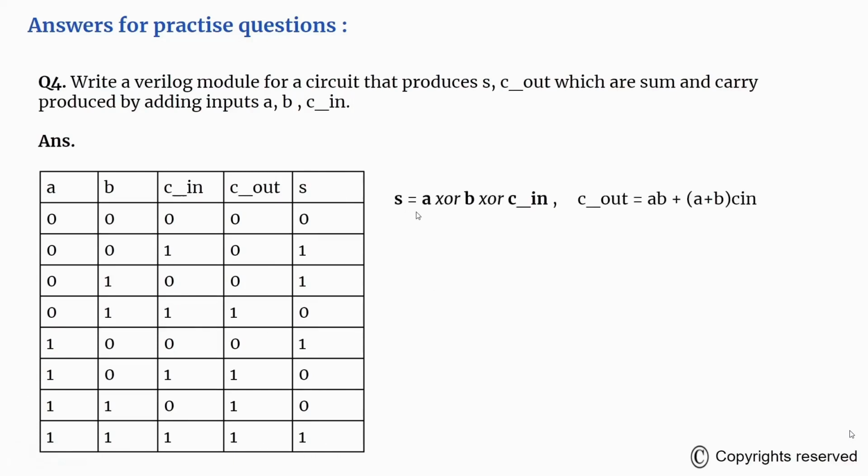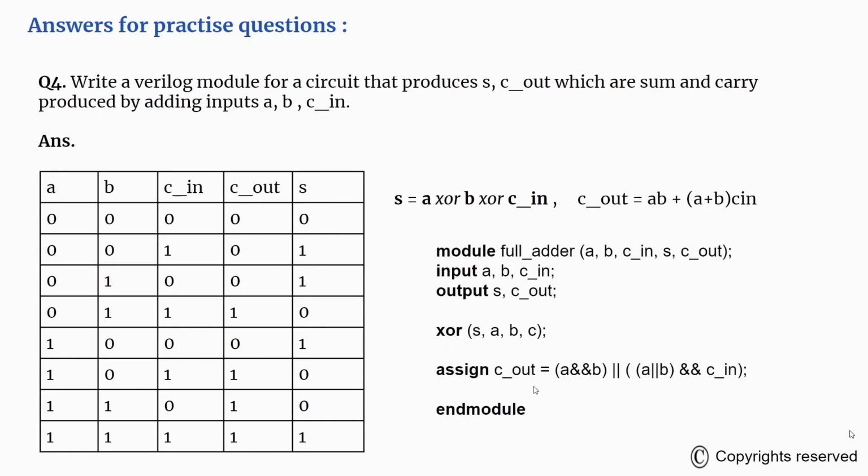This is how the Boolean expression is. Sum is A XOR B XOR Cin, and Cout is A AND B, OR of A or B ANDed with Cin. I have used a continuous assignment statement for Cout, and I have used the XOR gate for S. The circuit is a full adder.